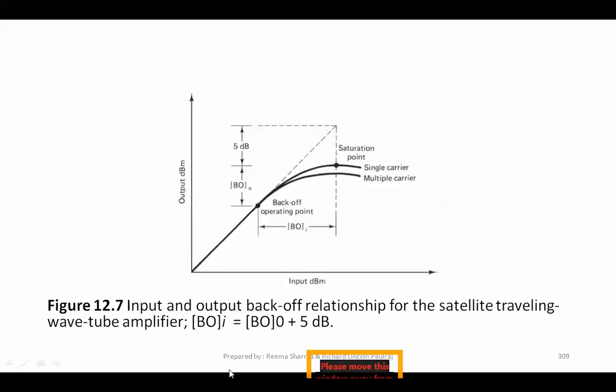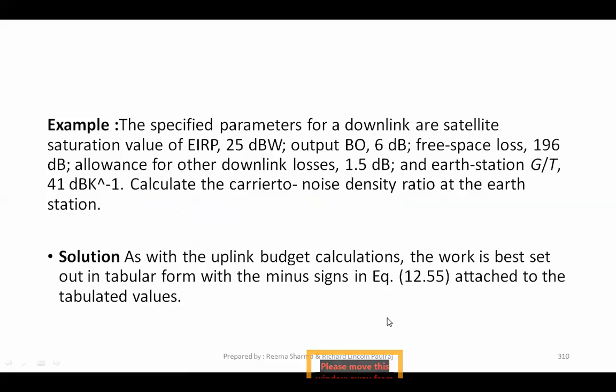Okay, so this is the relation that we spoke about. Another example that we can look into is the specified parameters for a downlink satellite: about 25 decibels, and the output backoff is 6. Free space loss is 196.